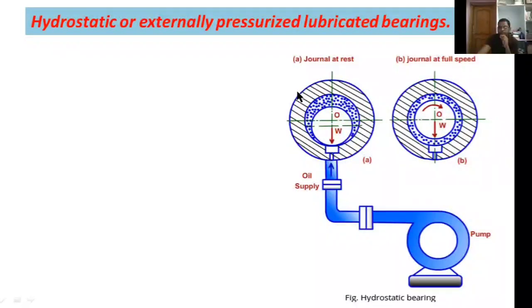This is the rest condition, the journal at rest position, and this one is the position at full speed. Journal at full speed position.